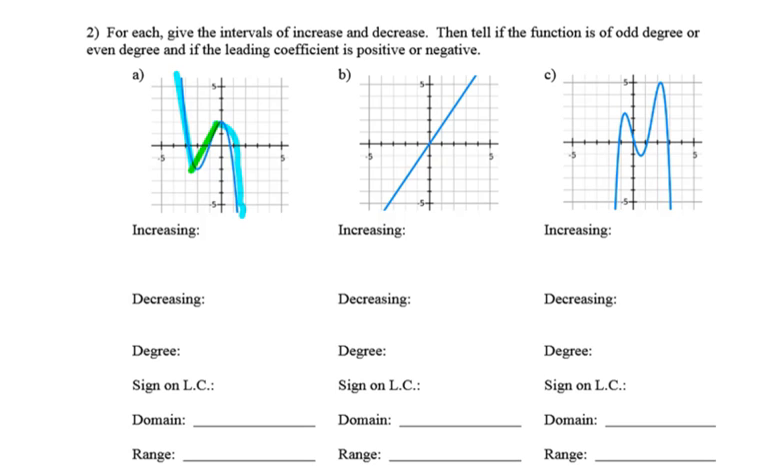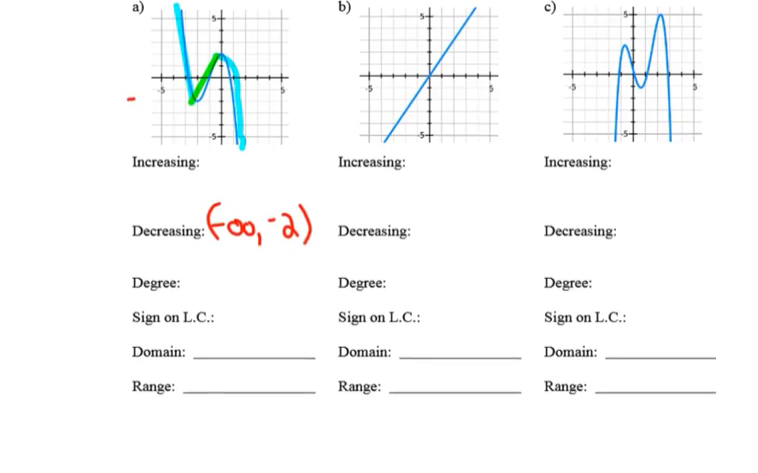Okay, so where does this graph start decreasing on the X-axis? Negative infinity. And where does it stop decreasing? What X value does it stop decreasing at? Negative 2, right? And do we like brackets or parentheses? Always parentheses when we're talking about intervals.